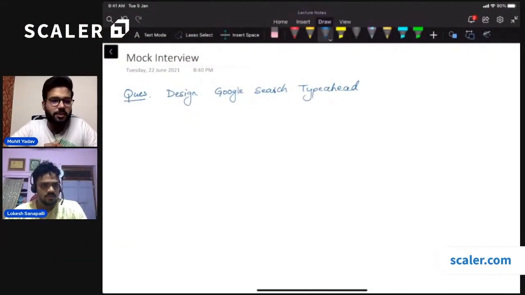The question for today is: you need to design a Google search type ahead. How would you go about designing that?